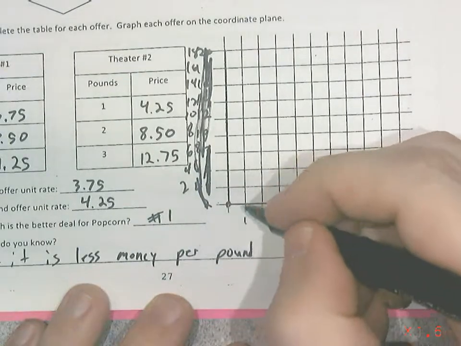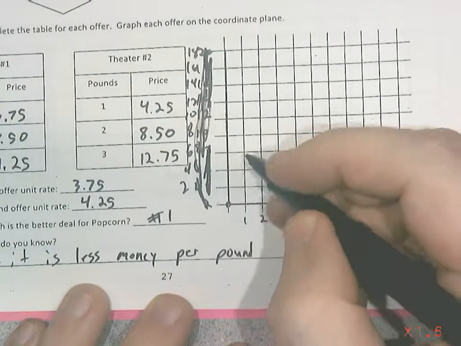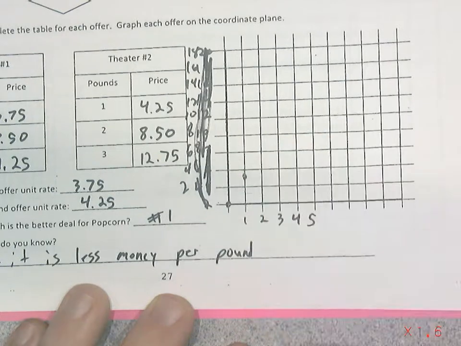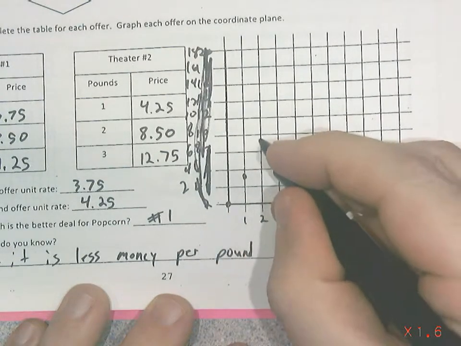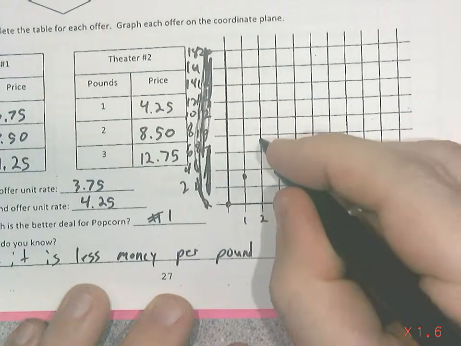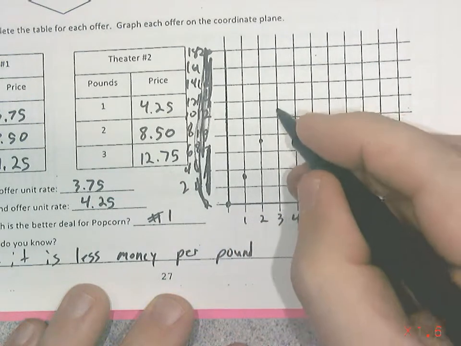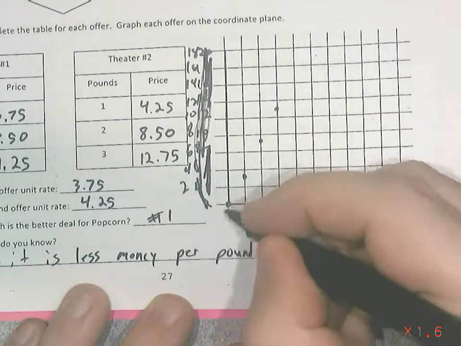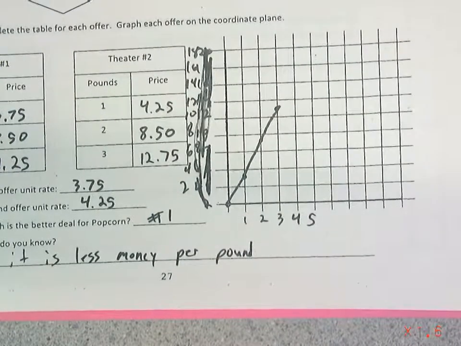Okay, so after 1 pound, let's do Theater 1 first. At 1 pound, it's at $3.75. So it's right there below 4. At 2 pounds, it's $7.50. So right there below 8. And then at 3 pounds, it's at $11.25. So about halfway. Okay, there is our first deal.